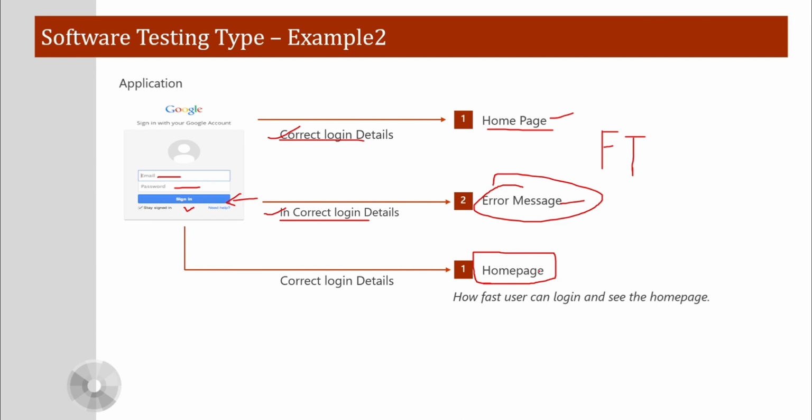Okay, for functional testing, non-functional testing or performance testing, we always consider the correct scenario, the valid scenario. That means going ahead with correct login details so that we can check the load on the system, right? So we always have to go with a valid scenario to check how fast this application is able to load.